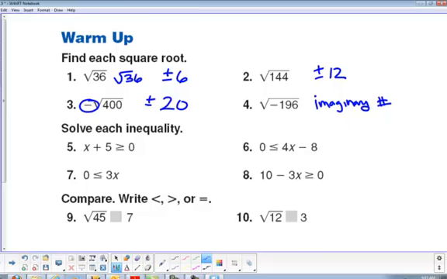So the next chunk says to solve each inequality. To solve this one, we would subtract 5 from each side. So that would be x is greater than or equal to negative 5. I'm going to rewrite this in proper order. I like my x's on the left. So the Pac-Man is eating the 4x minus 8. We're going to keep it that way. We will add 8 first, and then divide by 4.